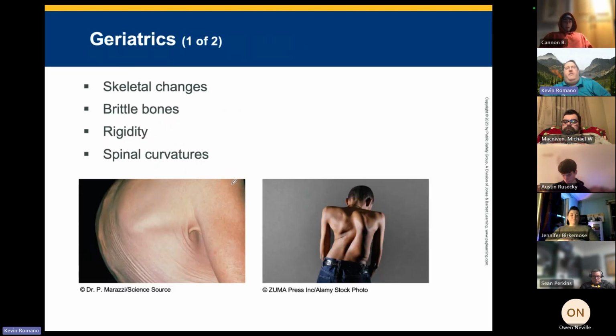All right, so geriatrics, the things we have to look for obviously are curvature of the spine, like scoliosis, things like that.